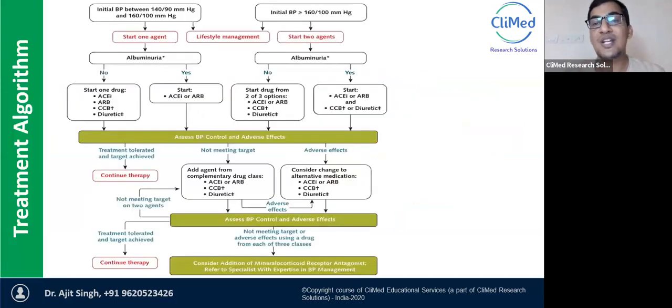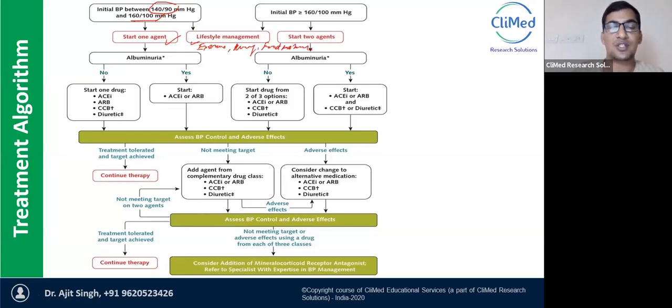So this is the major algorithm to treat the hypertension. So see, look at this. If the initial BP is around 140 to 160 by 90 to 100, then you can immediately start the patient on one agent and lifestyle management. One agent plus, we can say, exercise and weight reduction and food habits changing.